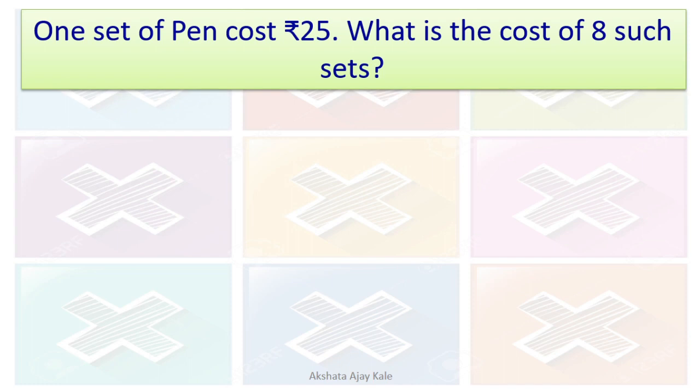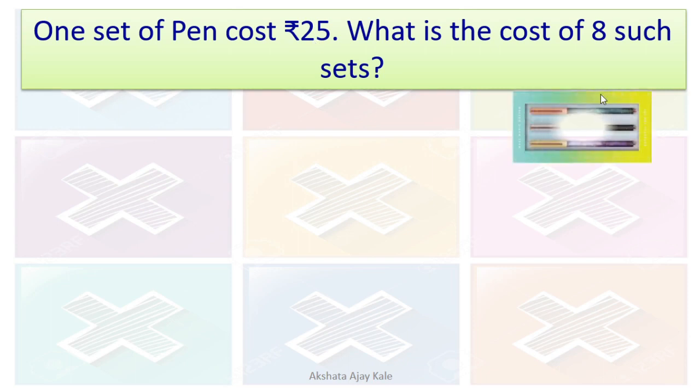Now, dear children, we will move to the word problems. Okay, here also we will follow the multiplication, but first we will read the problem given, then we will understand, and then we will go for the method. Okay, now first we will read this. One set of pens costs rupees 25. You know this? This is the symbol for rupee. Correct?